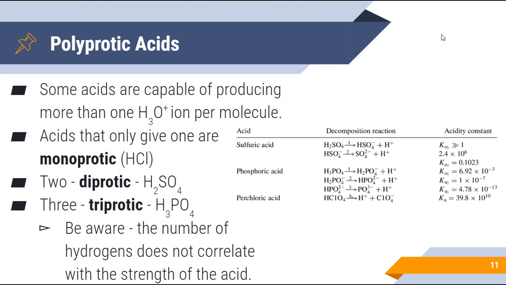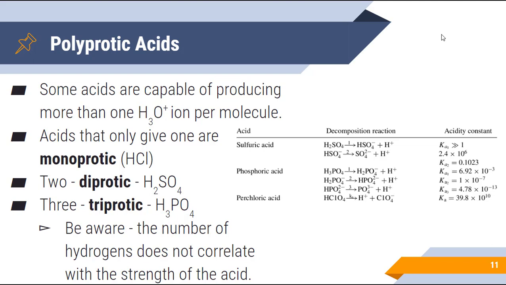But be very careful here. The number of hydrogens does not correlate with the strength of the acid. The only acids that are strong are the previous 6 that we just discussed. So take a look at the example here. Sulfuric acid, when it loses that first proton, has a very large Ka value. And even when it loses the second one, it's still relatively large.